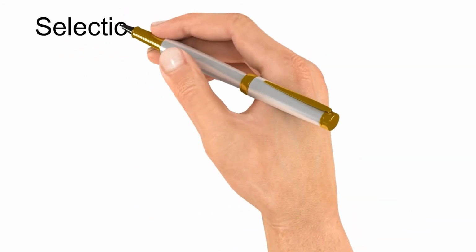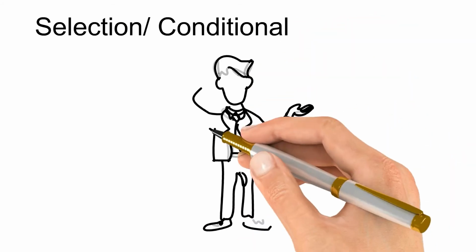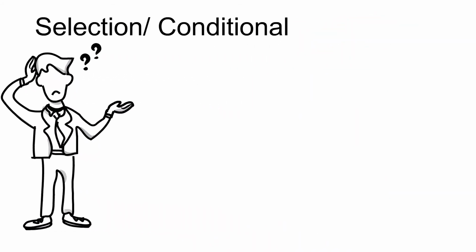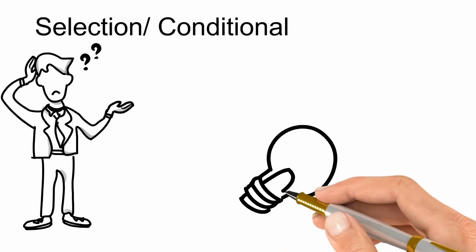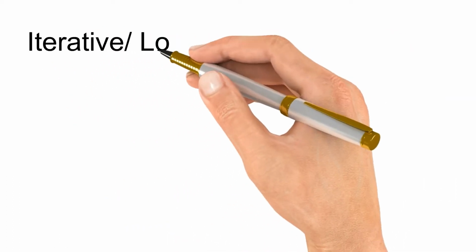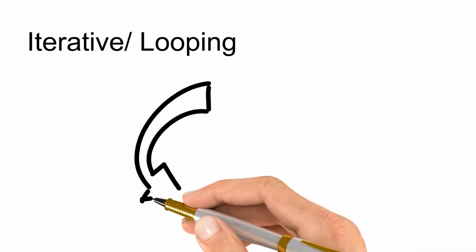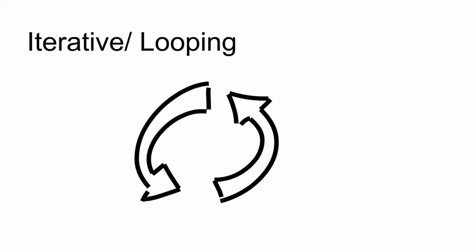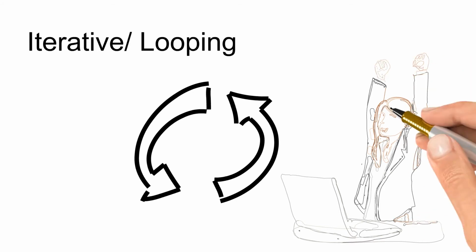Next is selection or conditional, when the program uses a condition to decide which set of statements to be executed between two alternative sets of statements. In conditional statements, the if statement is used. Lastly, iterative and looping: when a certain set of statements need to be executed multiple times in a loop, iteration or looping is used.